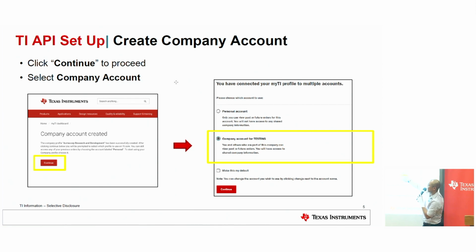The difference between a company account and a personal account is that a company account gives you a company entity. With this, you'll be able to add different buyers and your engineers. And let's say if buyer A buys something in a company account, buyer B will be able to see it.